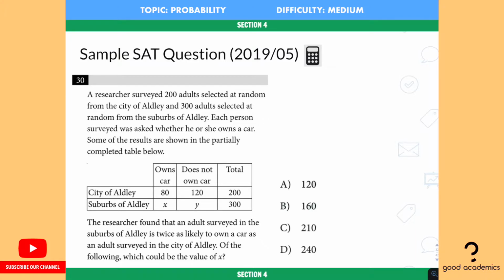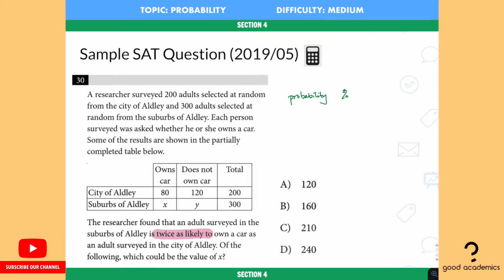Now I'm going to highlight the most important thing in the entire problem. It says twice as likely. What does it mean by twice as likely? This is under the topic of probability. It's the likelihood of happening. So that's why we say twice as likely. Now, twice as likely is not the same as having twice the amount of people, because it is based on the percentage probability.